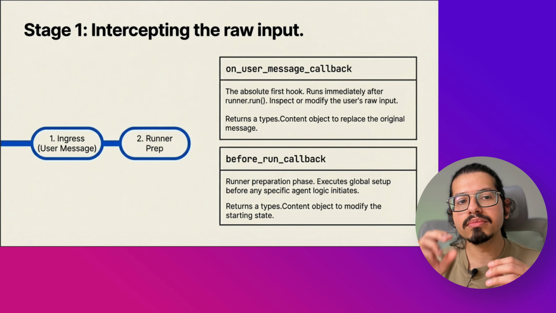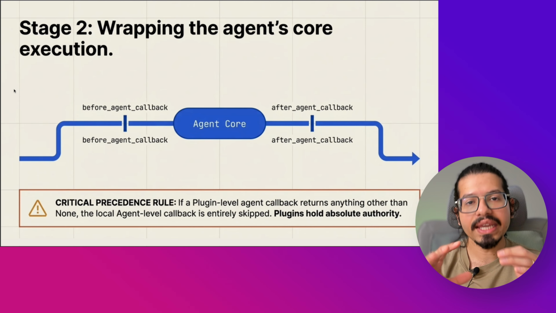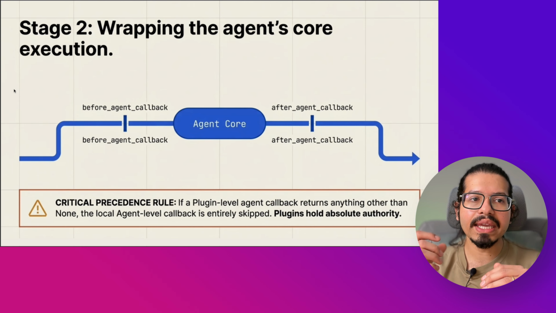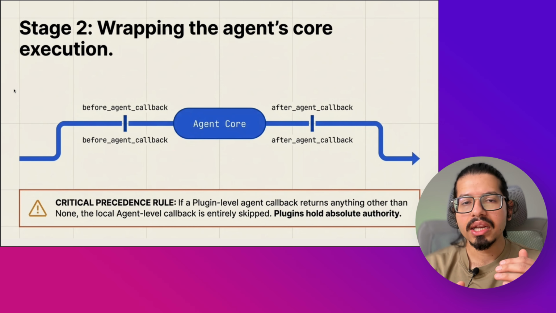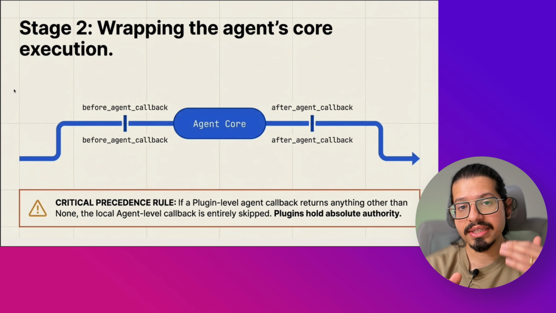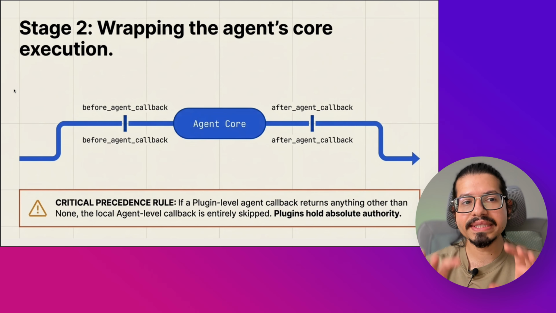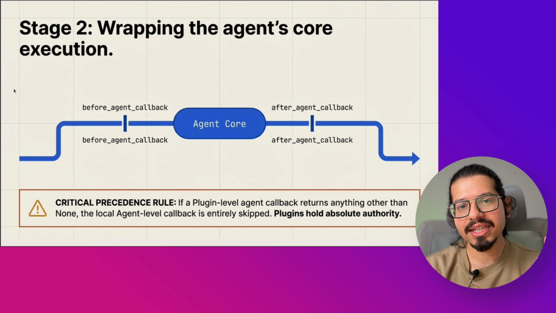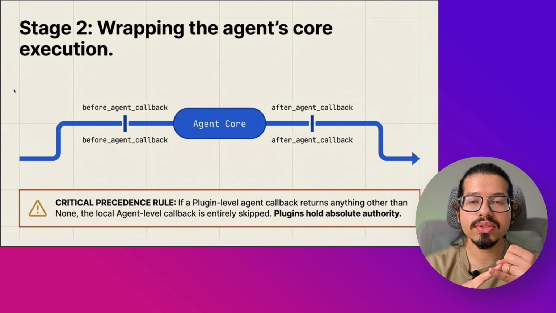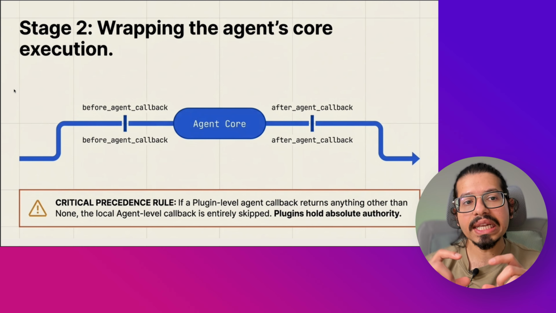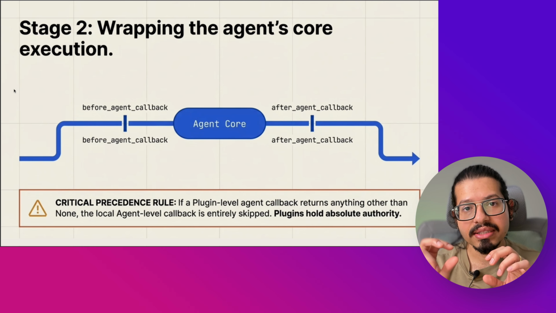Next, the request moves into the agent layer itself. At the agent level, plugins can wrap the agent execution with before agent callback and after agent callback. If you've seen our callback tutorial, you should be familiar with these callbacks because we discussed them in that video. Here the precedence rule still holds, meaning the plugins are more important than the individual callbacks. So if the plugin level callback returns something other than none, where it either amends or intervenes, then the local agent level callback is skipped altogether.